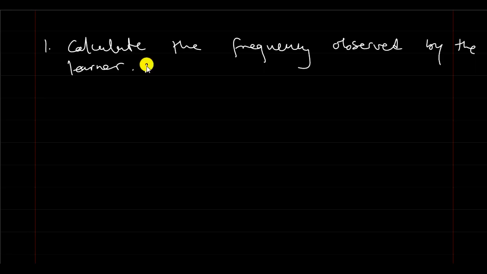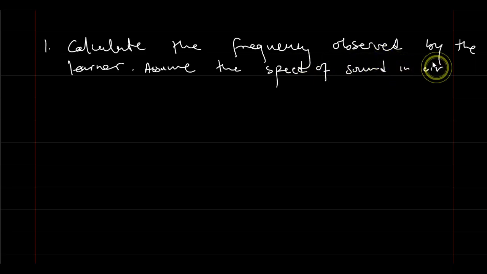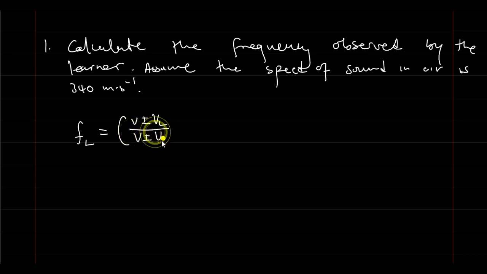Okay, now assume the speed of sound in air is 340 meters per second. So now, before you do anything, you write the formula. You copy the formula from the back of your question paper. It will be written like this. Okay, so now after copying the formula, that formula will get 1 mark automatically if you have copied it correctly.